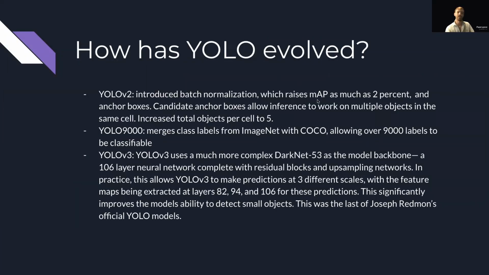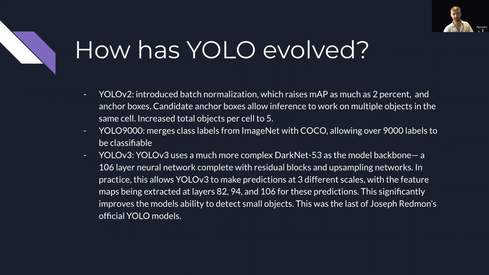Okay. Before we dive into YOLOv7, I want to talk a little about how YOLO has changed in between the original YOLO and YOLOv7. YOLOv2 was the first to follow YOLO and introduced batch normalization, which was able to raise the mean average precision as much as 2%, and anchor boxes. Candidate anchor boxes allow inference to work on multiple objects in the same cell.